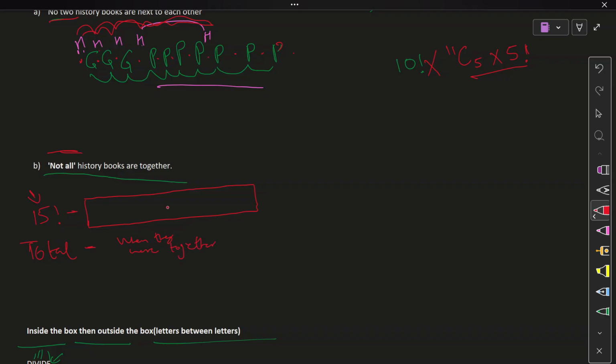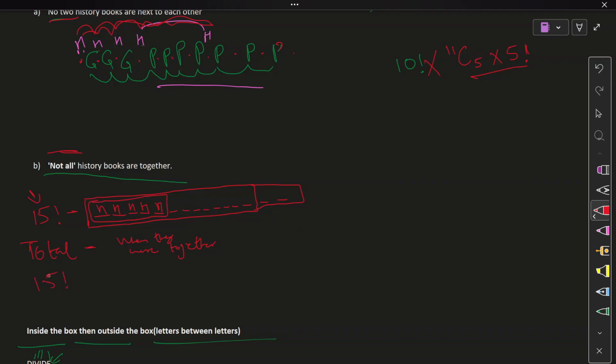Now we're going to recall from the factorial lecture. How are we supposed to find out when things are together? Very simple. 15 books: 1, 2, 3, 4, 5, 6, 7, 8, 9, 10, 11, 12, 13, 14, 15. 15 places, history books are supposed to be together. Place them down, 3, 4, 5. Box them up. Whatever you need to place together, box that up. Inside that's gonna be, let's do this again.